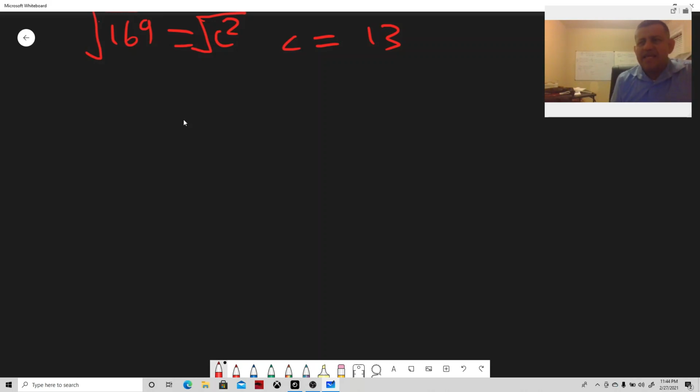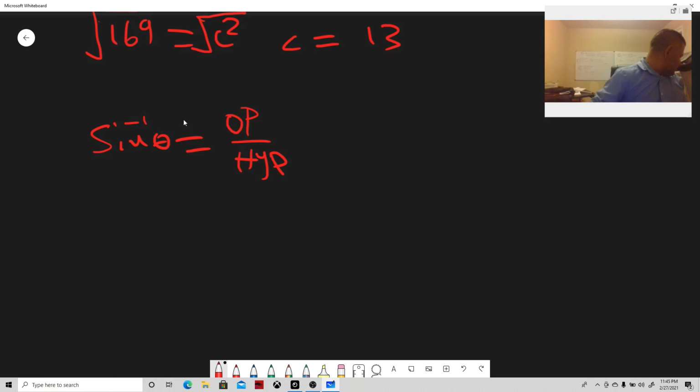Now let's say that you want to find the angle. Let me prove a little thing right here. Let's say that you want to use a sine function. So sine of theta is equal to opposite over the hypotenuse, correct? To get rid of this and get theta on this side, we have to do the inverse.